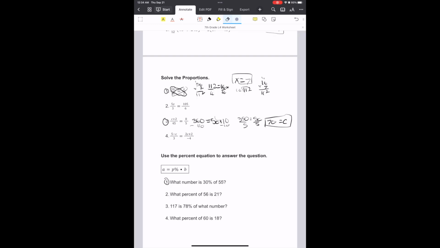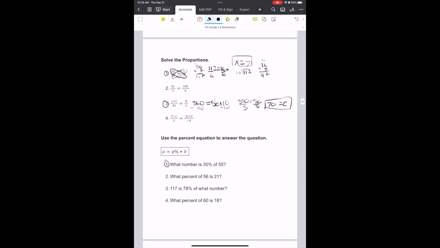Alright, so let's move on to use the percent equation to answer the question. Remember, what percent is 30% of 55? Using this equation, A is equal to 30% times 55, which is the same thing as 0.3 times 55. If you write that in fraction form, you get 3 over 10 times 55 over 1. Divide 10 by 5, which you get 2, and 55 by 5, which is 11. You get 33 over 2, which is equal to 16.5. So the number that is 30% of 55 is 16.5.